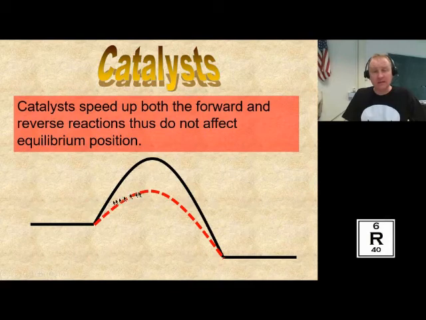So when you add a catalyst, that lowers the activation energy. So it makes it easier to become products, but it also makes it easier for products to become reactants. So a catalyst speeds up both the forward and reverse reactions. Thus, it does not affect the equilibrium position. The K value does not change when you add a catalyst. So that's an important thing to note.